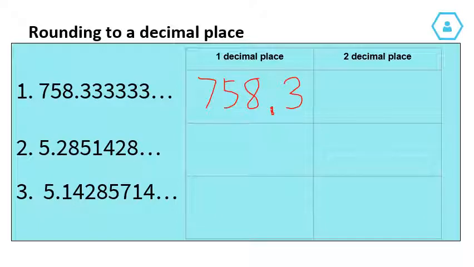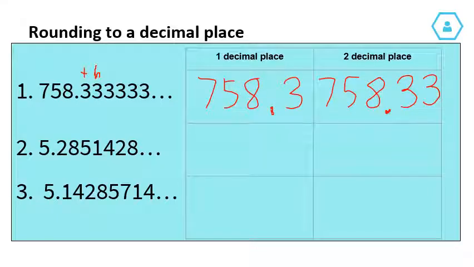2 decimal places, so that's going to be going into my hundredths here. So I've got a tenths and hundredths. This is me drawing with a mouse. So it's going to be, again, same whole number, 758, decimal place, 3, and it's just going to remain 3 as well.